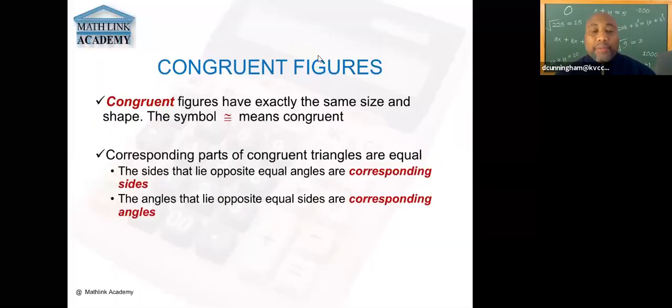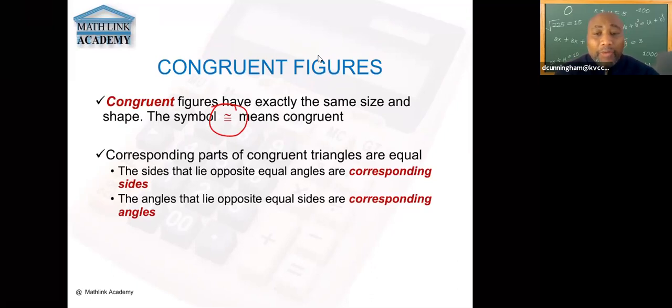Congruent figures. Congruent figures have exactly the same size and same shape. The symbol we use for congruent is what's on the screen. It's an equal sign with a tilde on top of it. And so that is our symbol for congruent right here.